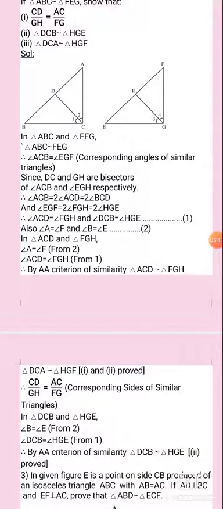Now in triangles DCB and HGE, angle B is equal to angle E. Now angle DCB is equal to angle HGE, that is half of each, since it is bisected. So using the AA criterion, the two triangles DCB and HGE are similar. So the criterion is the AA criterion. Which are the angles you need to consider? That is only what you want to find out.